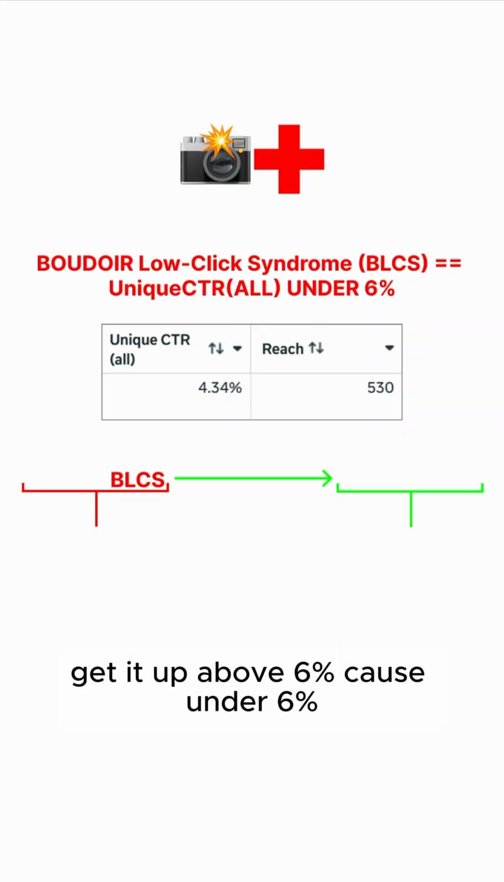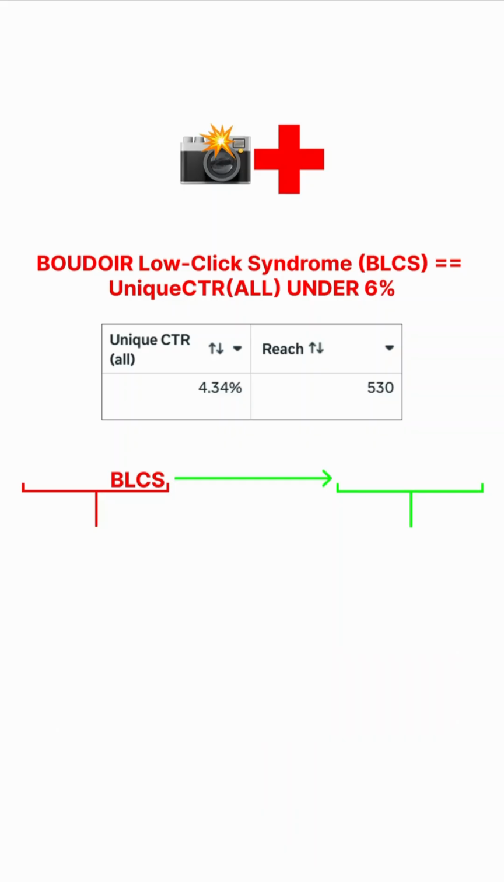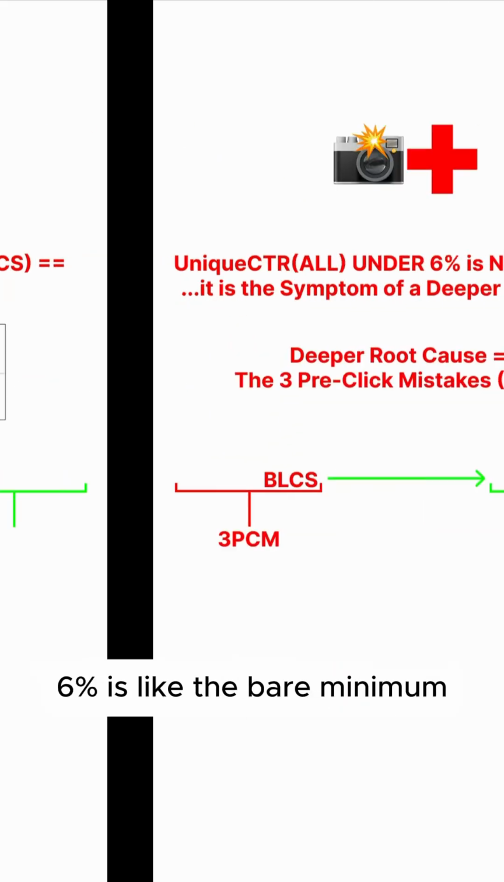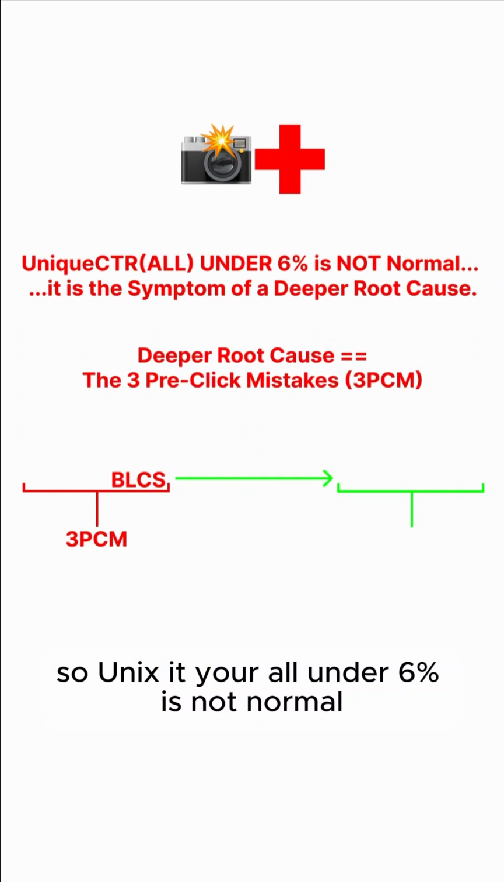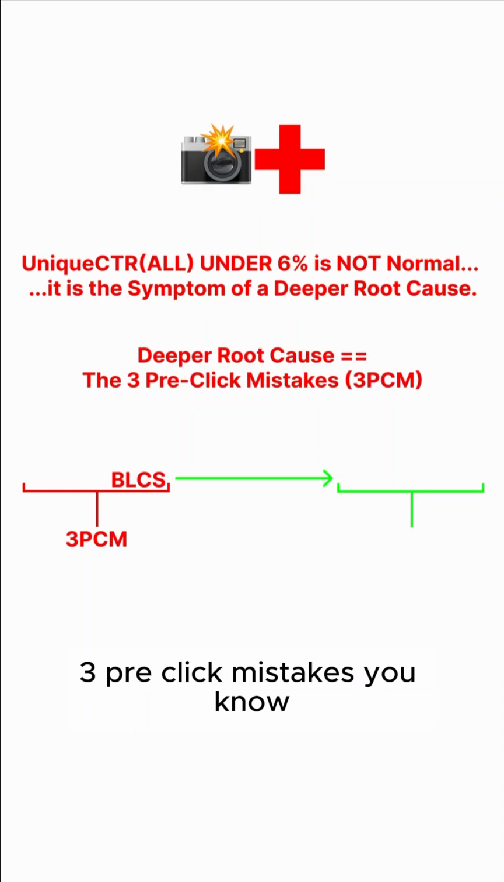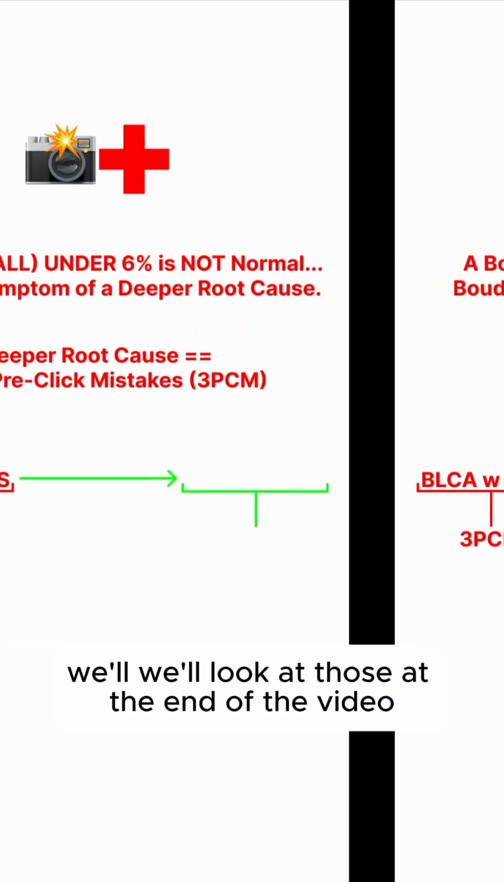Obviously, get it up above 6%, because under 6%, there's some massive structural issues with the ad. And it should never be below 6%. 6% is like the bare minimum. So unique CTR all under 6% is not normal, it is the symptom of a deeper root cause. And that deeper root cause are the three pre-click mistakes. We'll look at those at the end of the video.